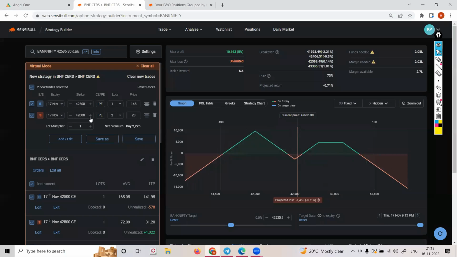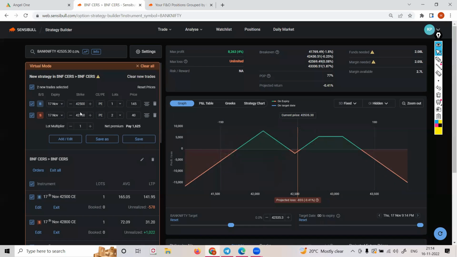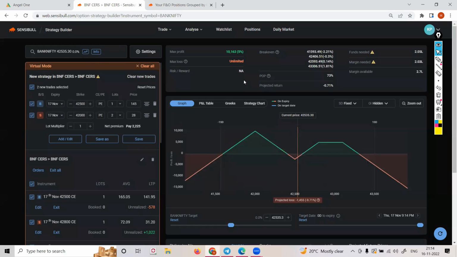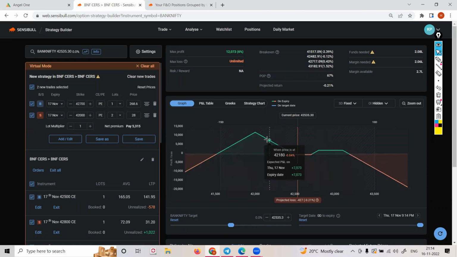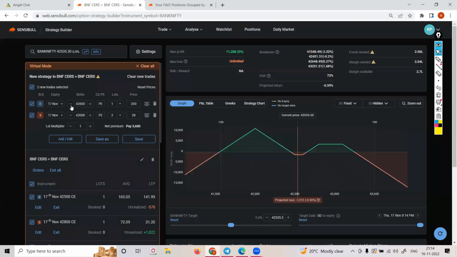If I want to reduce the range on the upside, roll this up from 42,000 to 41,000, your range will decrease and your profit will increase. If you want more range, go to 42,000, you get more range, 2.21% on the downside. If you want to reduce this loss, you have to play with these buy legs. See, if I do this, now your profit is more on the downside. If your view is sideways to downside, your profit is almost like 12,000, like 6%. But if the market can be sideways, you can go for this.